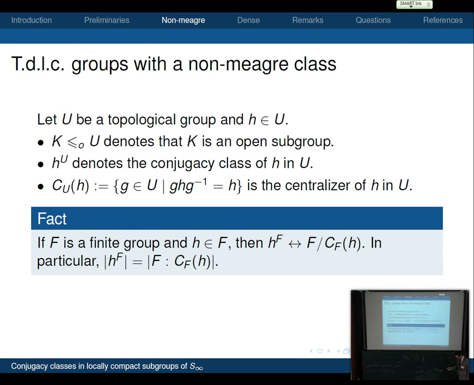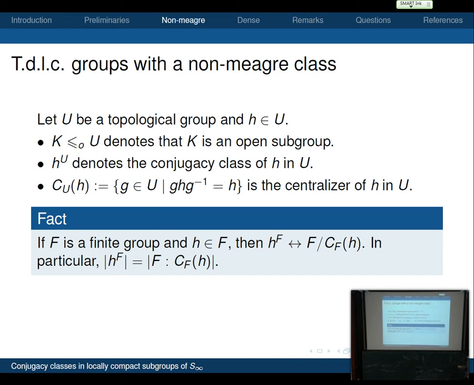And this goes back to the question of what's your favorite theorem about finite group theory, and this is the one that we'll end up using. If F is a finite group, and you have some element h of it, then the conjugacy class of h in F is in bijection with F mod the centralizer. And the point here, which we'll make heavy use of, is that the size of the conjugacy class is exactly the index of the centralizer.